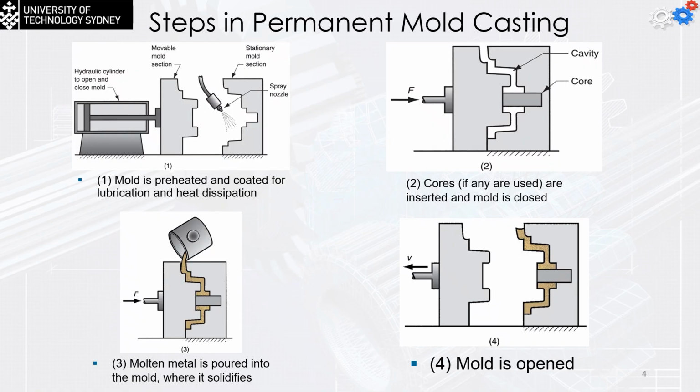The steps in the permanent mold casting process are simple. We open the two halves, use a spray nozzle to clean them and add some oil, and then close the two parts, as in figure number 2. Add the cores if they are going to be used. Then we pour the metal, wait for it to solidify, then open the mold and take the part.